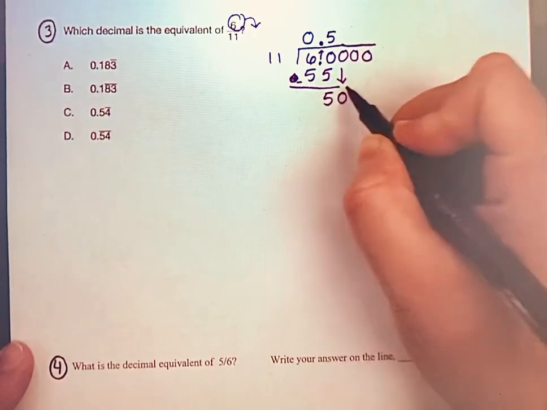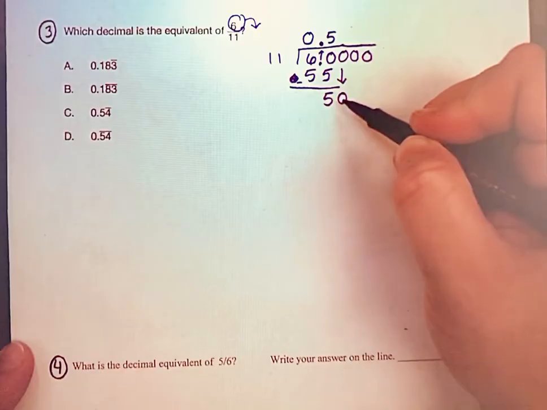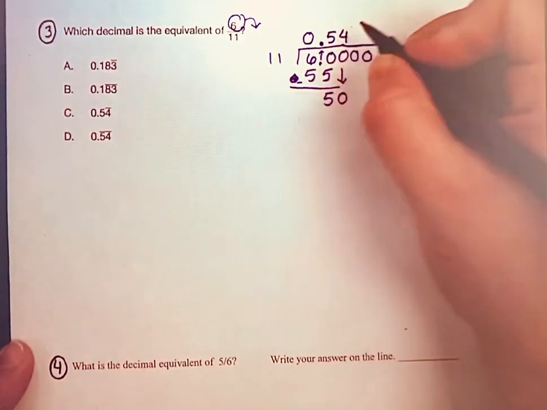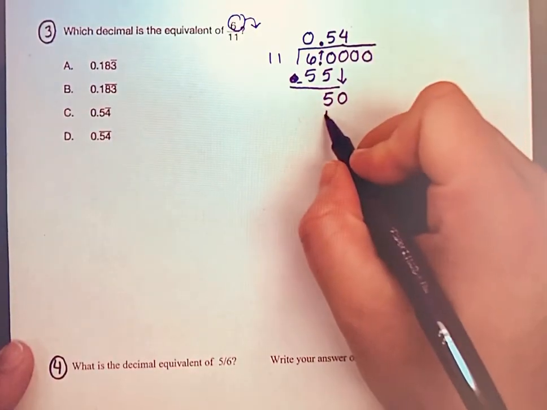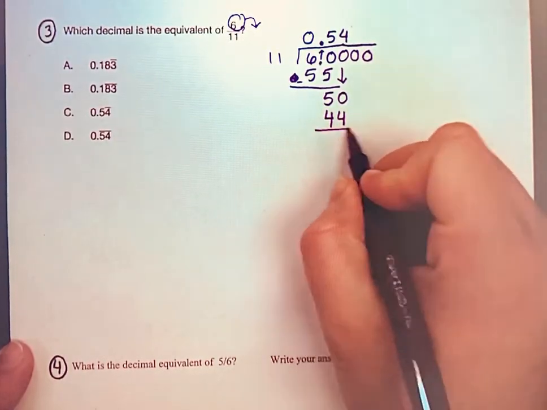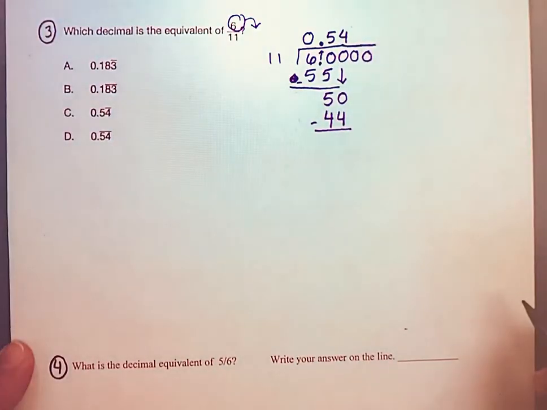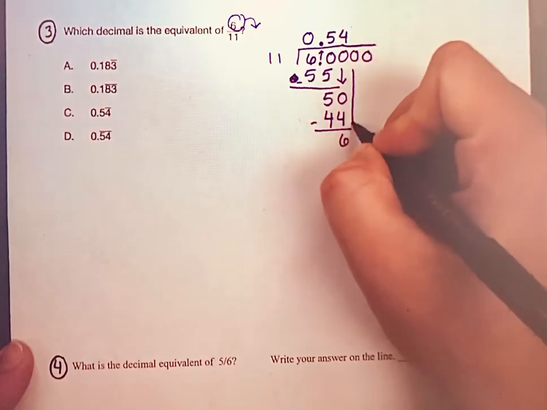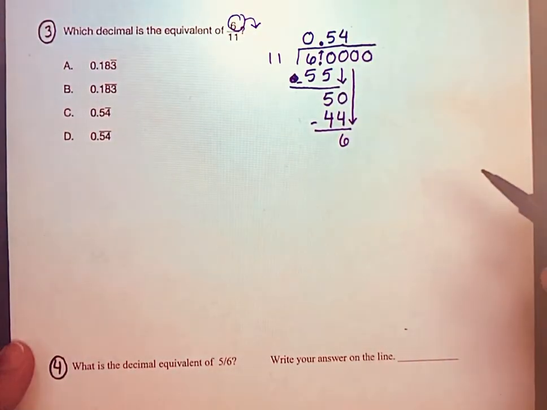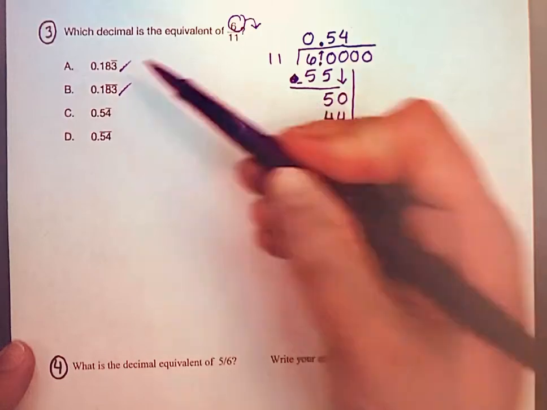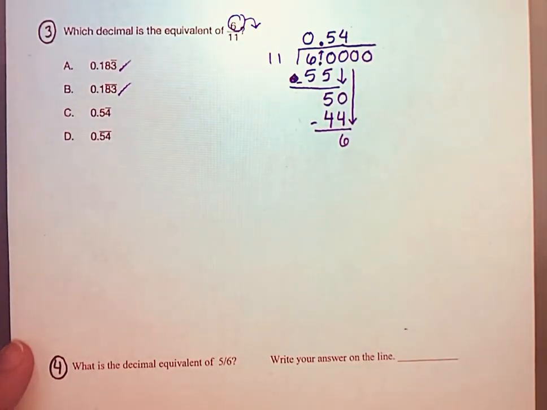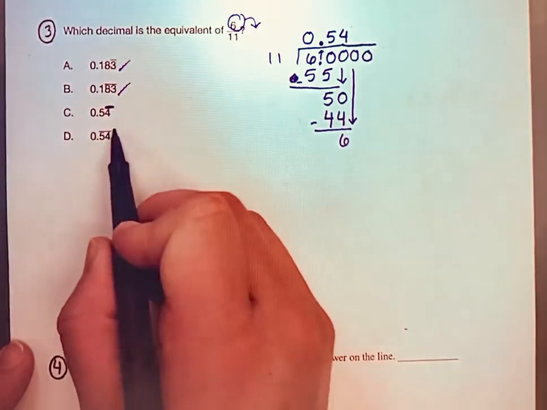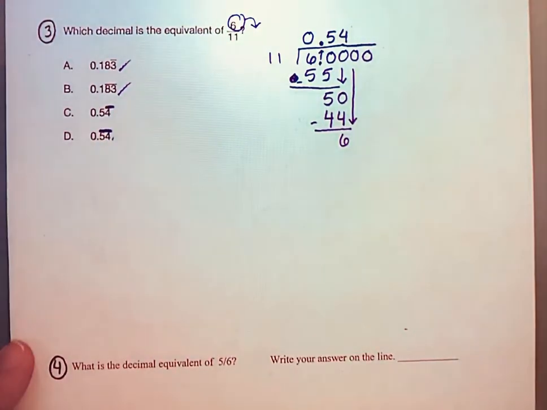Bring down my 0. Can 11 go into 50? Yes. How many times can 11 go into 50? 4 times. 4 times 11 is 44. Again, I'm going to subtract. 50 minus 44 is 6. Bring down another 0. And I can see at this point that these two are not going to be correct answers, but I've got to see what is going to repeat, because the difference in C and D is this shows the 4 repeating and this shows the 5 and the 4 repeating.